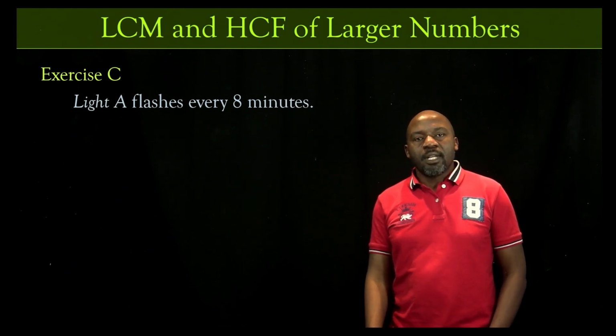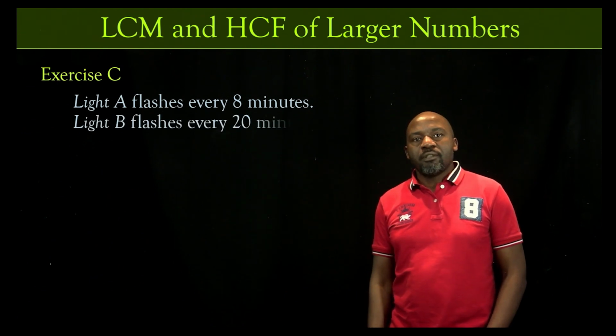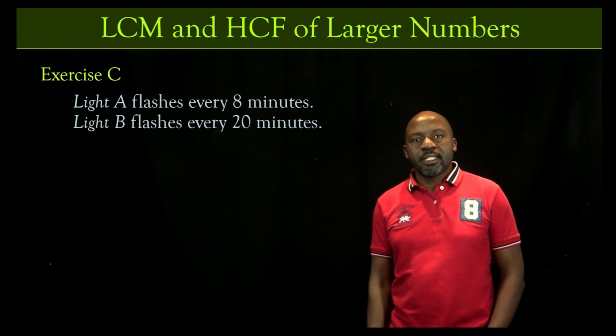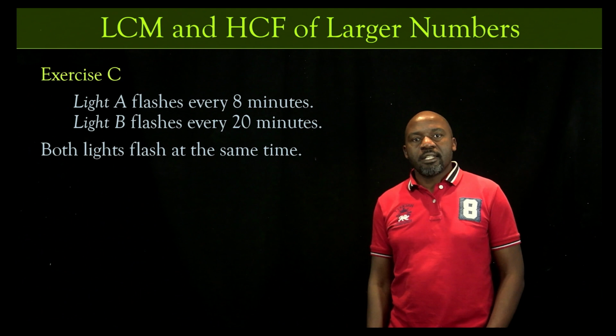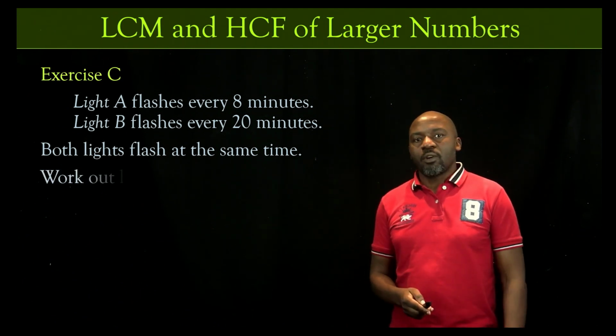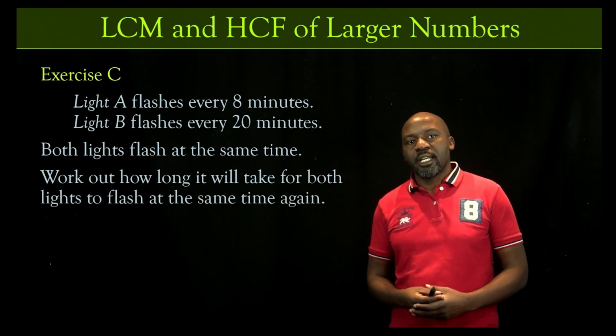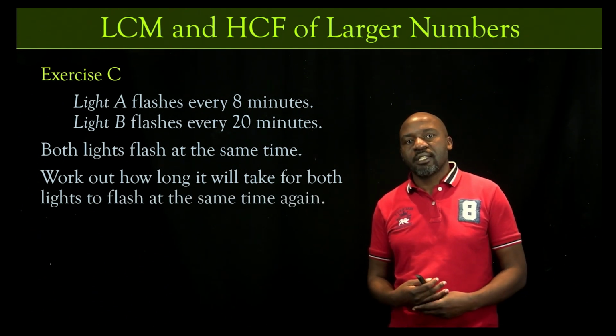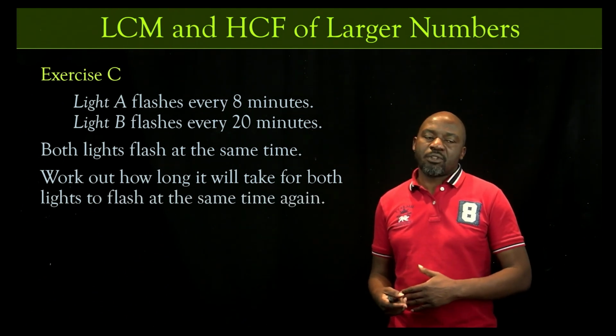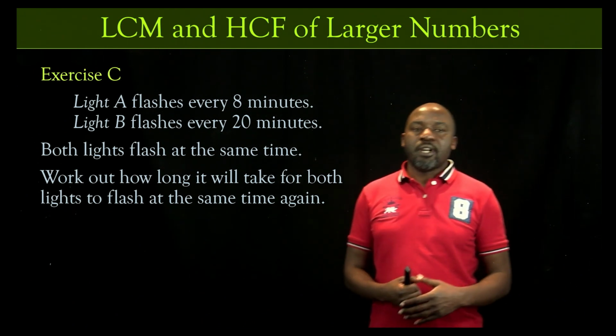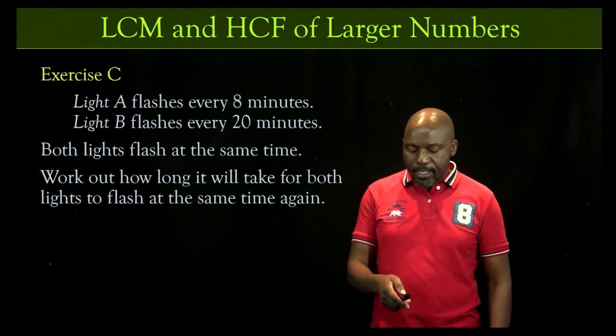Light A flashes every 8 minutes, and light B flashes every 20 minutes. Both lights flash at the same time now. The question is, work out how long it will take for both lights to flash at the same time again. So again, we are talking of when next will they flash together again. We are talking of LCM.